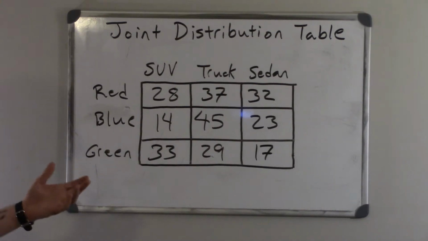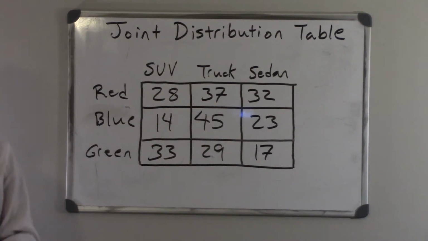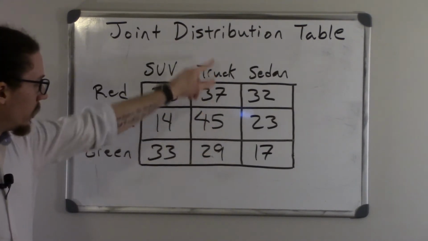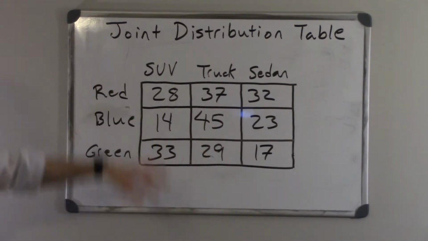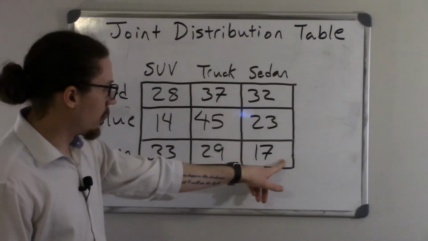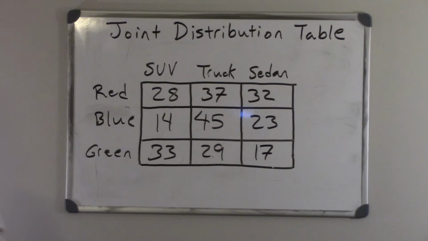So the way these work, it's probably pretty self-explanatory, but each of these cells tells us how many observations of a specific type there are. Say this middle one lines up with blue and truck. So this is telling us there are 45 blue trucks in our data set. So on and so forth. Here in the bottom corner, there are 17 green sedans. So on and so forth. That is how we are going to use this.